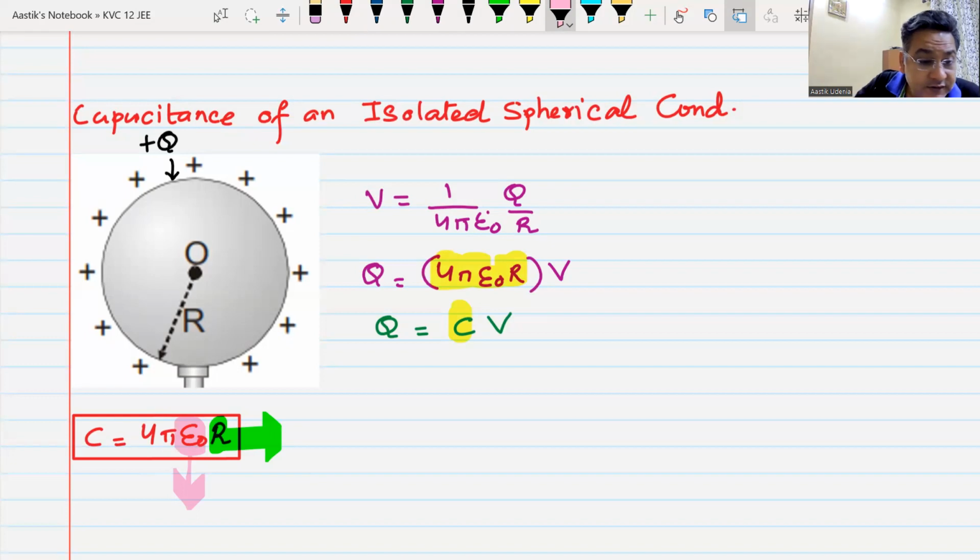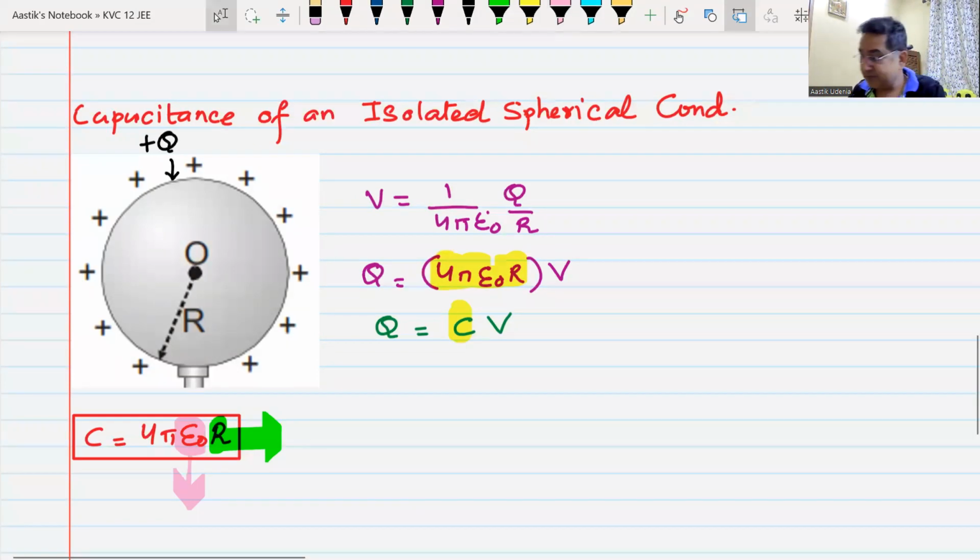Now we can take the next step. Now, we have seen that to put the charge on this conductor, we have to bring charges from infinity and place them on the surface of this conductor, and that work done is stored as energy. And how much was the self energy of this conductor? Anyone remembers it? Q square by 2R, sir.